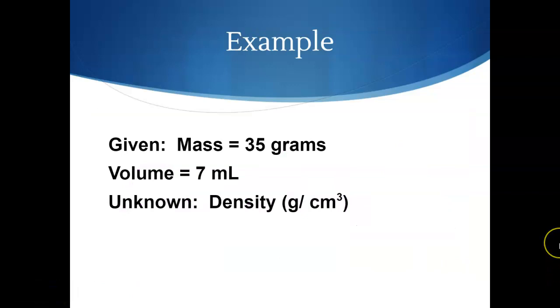All right, so last thing we're going to do is an example. So we have our given mass of 35 grams, and then we have our volume of 7 milliliters, okay? Now, something to point out, we're solving for density here. So we're solving for density. The unit for density is grams per centimeter cubed.